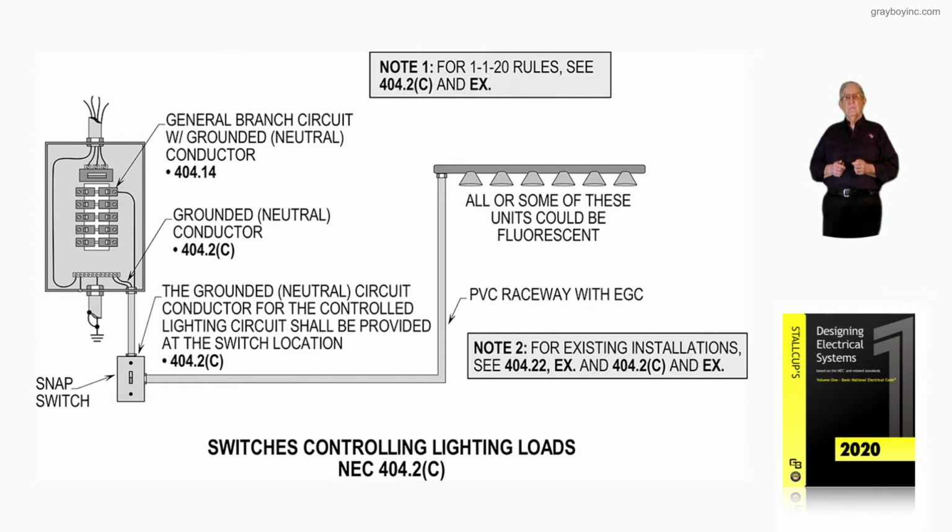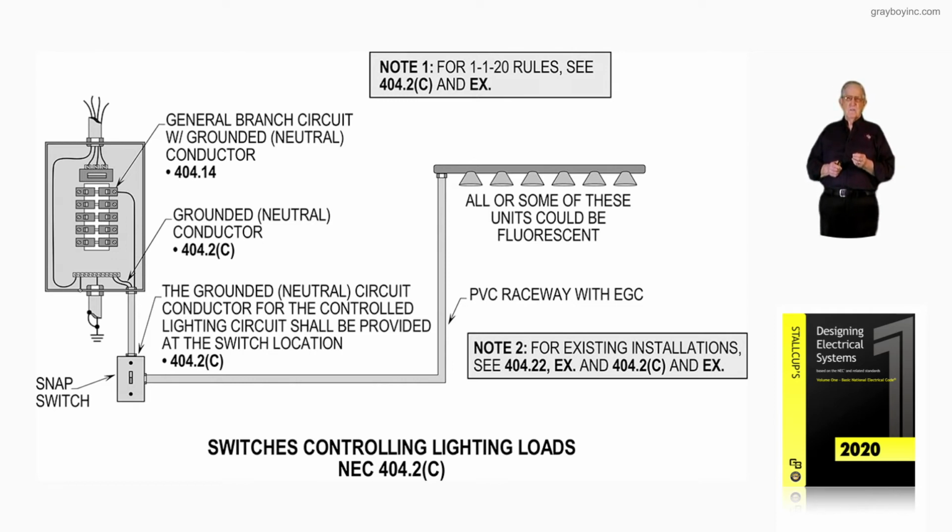And notice that PVC is used here, type raceway. It may be tubing, it may just be conduit, but it has to have an equipment ground sized in accordance with Table 250.122 based upon the overcurrent device ahead of the branch circuit.